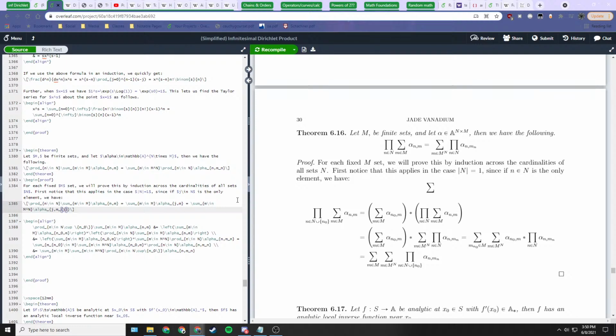Wait, does this make sense? Yes, it does. Which is also the sum alpha sub j, and then we can have this be the product of n in N on the inside, and just replace j with n.